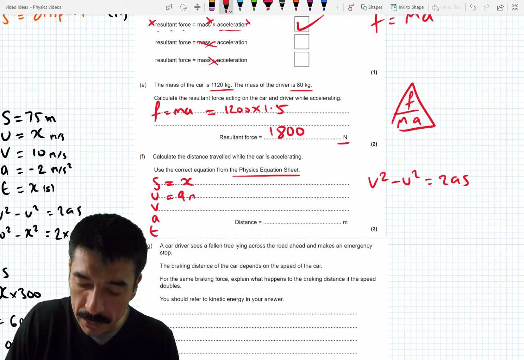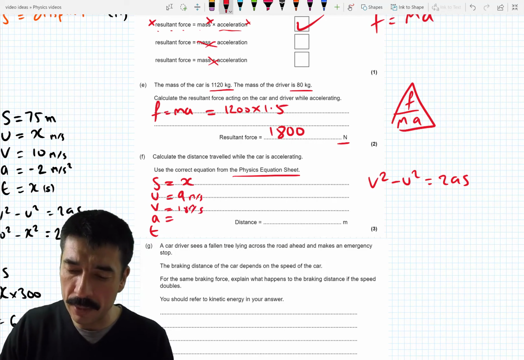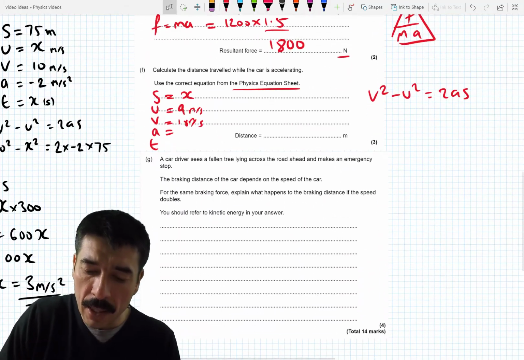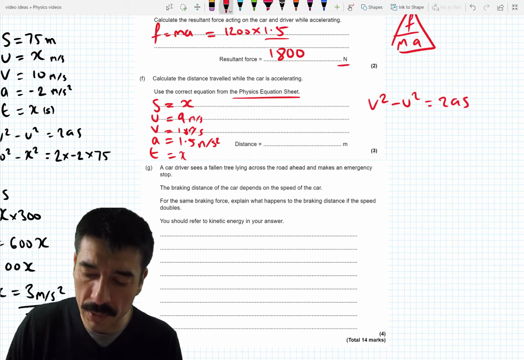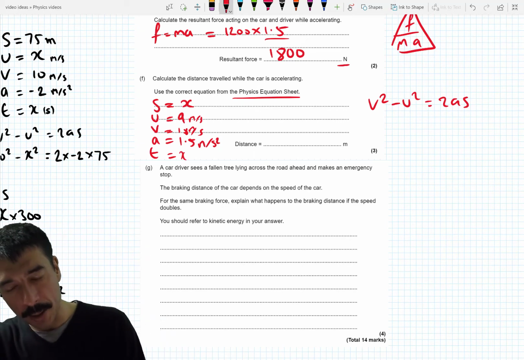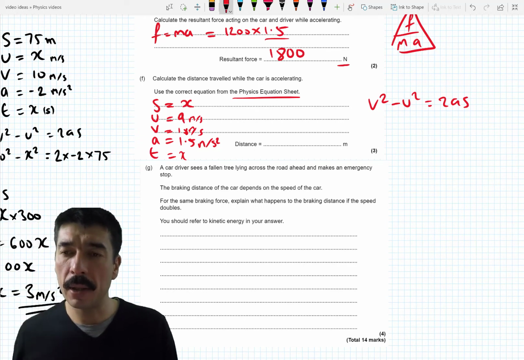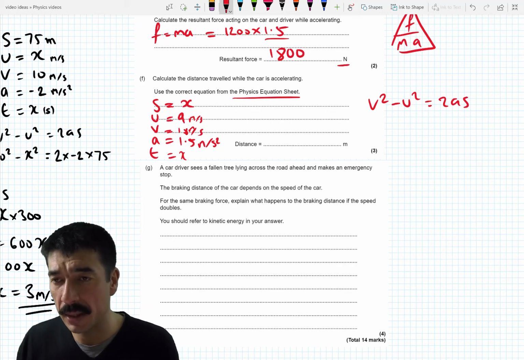9 meters per second. 18 meters per second. Acceleration. I worked that out as well, didn't I? There it is, 1.5, and I worked it out here, it's 1.5. So they're expecting you to continue using things you've worked out in previous bits of the question. T, we don't have. Also missing. Right. What's it asking me for? S. Okay. So again, I'm going to do it the way I've said to do it in this video to try and make things easier.